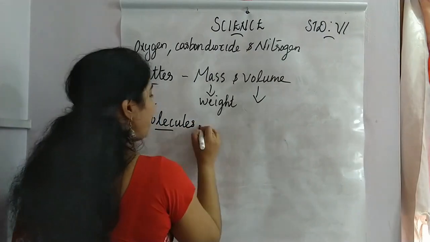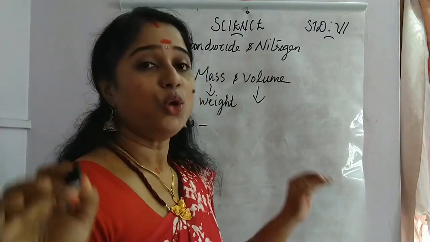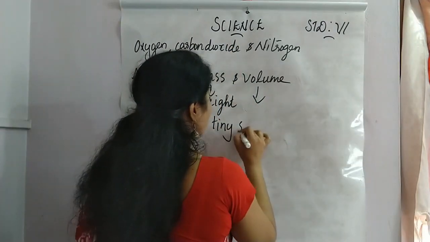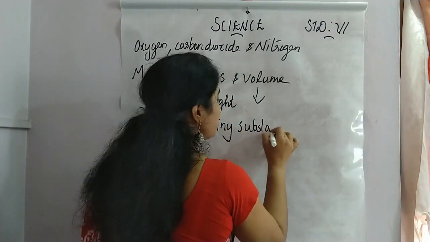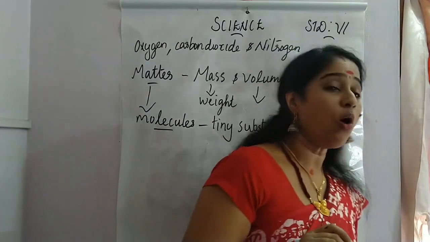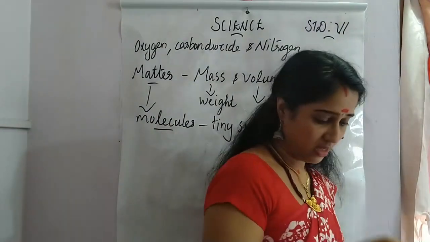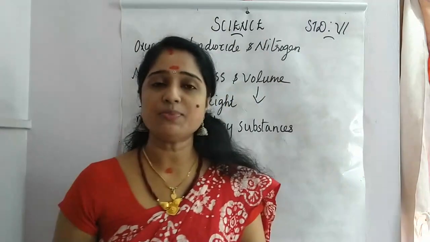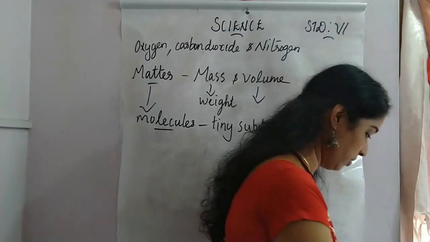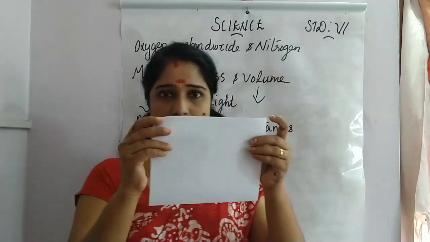The matters are made up of molecules. Molecules are tiny substances. Tiny means what? Very, very small substances. Matter is made up of very, very small substances known as what? Molecules. This is a paper. We just see this is a paper.